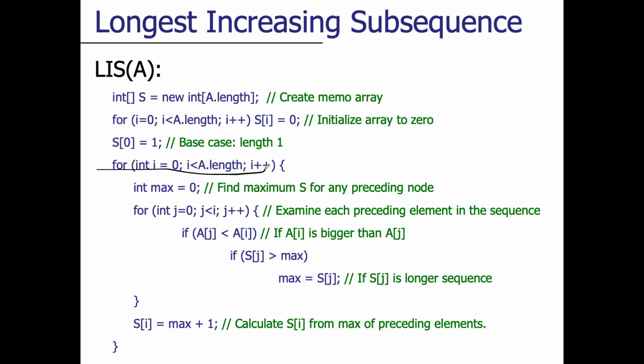For each item, we find the maximum S over all the preceding nodes. We examine all the preceding elements in the sequence. If Ai is bigger than Aj, we check what is the maximum value of Sj. After that, we add 1 to the value of Si. That's it. That will be the result of the longest increasing subsequence.